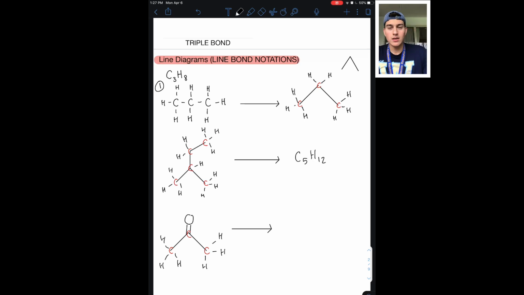Wait, what the heck is the thing in the middle? The O is considered an element, so that's oxygen. And since there's two lines connecting carbon to oxygen, that's a double bond. So we know carbon right here is connected to 4 different things, so we cannot draw any more hydrogens because that would break the octet rule.